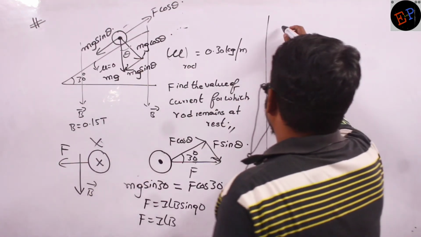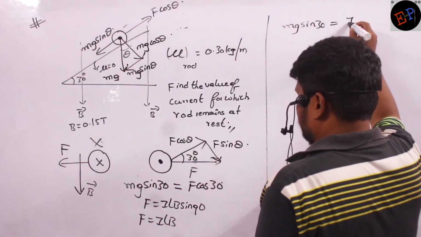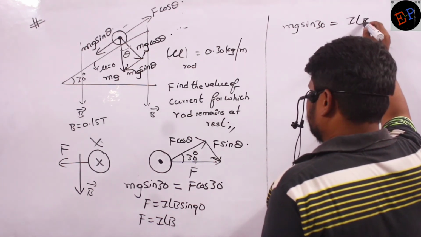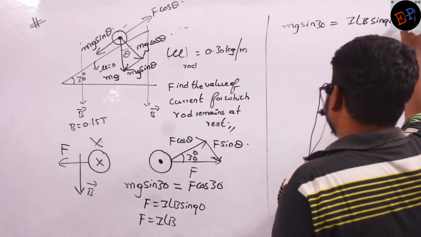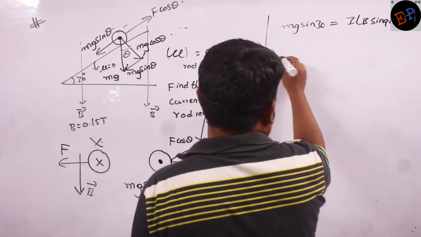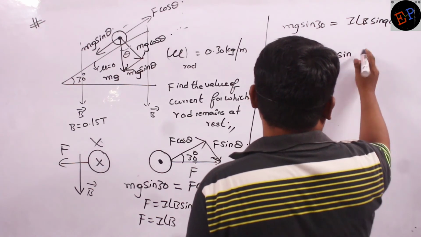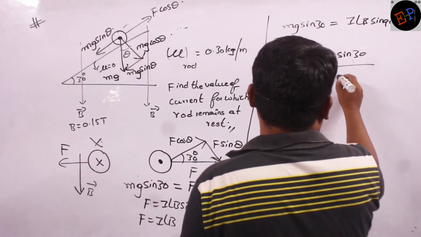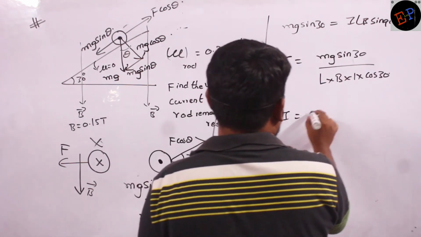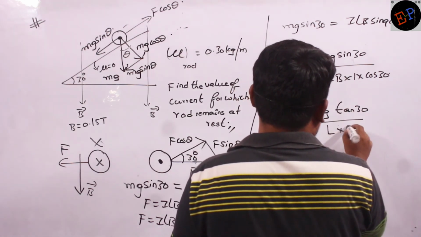So substitute here. mg sin 30 is equal to F cos 30, no? F is ILB sin 90 multiplied by cos 30. So I want only the I value, no? Strength of the current I want to calculate. So therefore, I is equal to mg sin 30 divided by L into B into sin 90, whose value is 1, multiplied by cos 30. So I is equal to mg tan 30 divided by L into B.